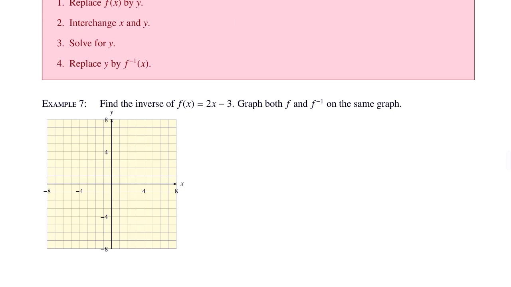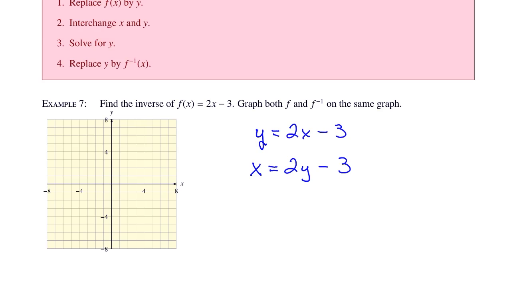Example 7. Find the inverse function for f of x is equal to 2x minus 3. Graph both f and f inverse on the same graph. So first, I'm going to rewrite the original function as y is equal to 2x minus 3. Step 2, interchange the x and the y. So where there was a y, we wrote an x. Where there was an x, we wrote a y.